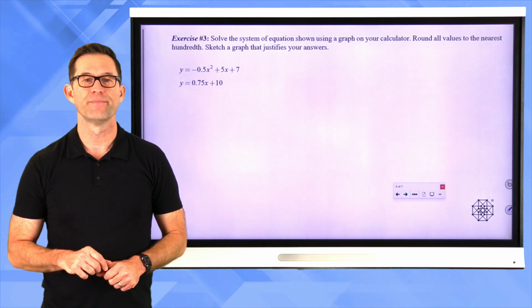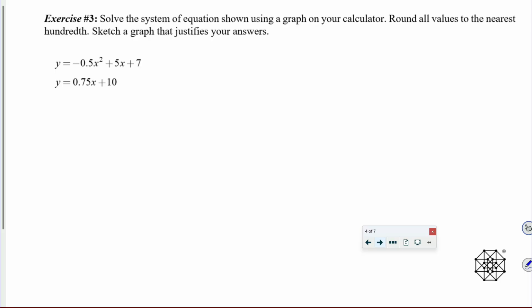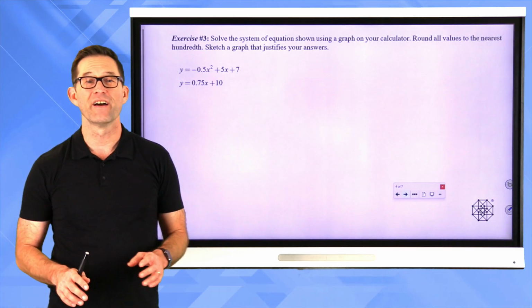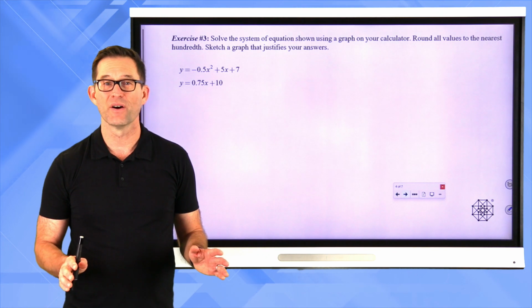Exercise number 3. Solve the system of equations shown below using a graph on your calculator. Round all values to the nearest hundredth. Sketch a graph that justifies your answers. Now, I probably should have not even said sketch a graph.